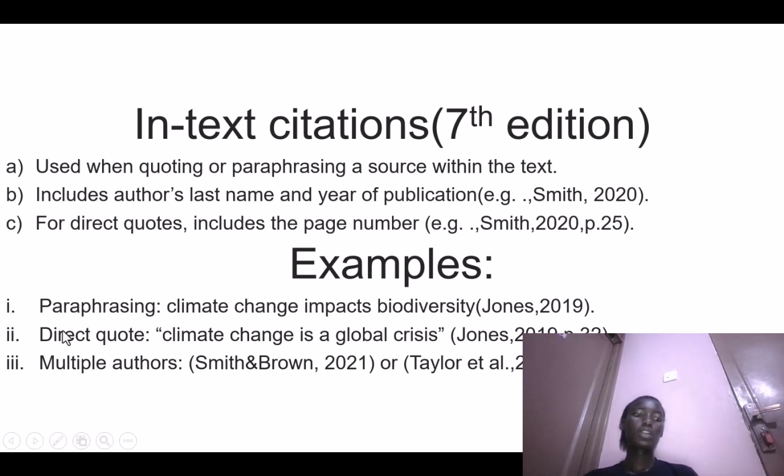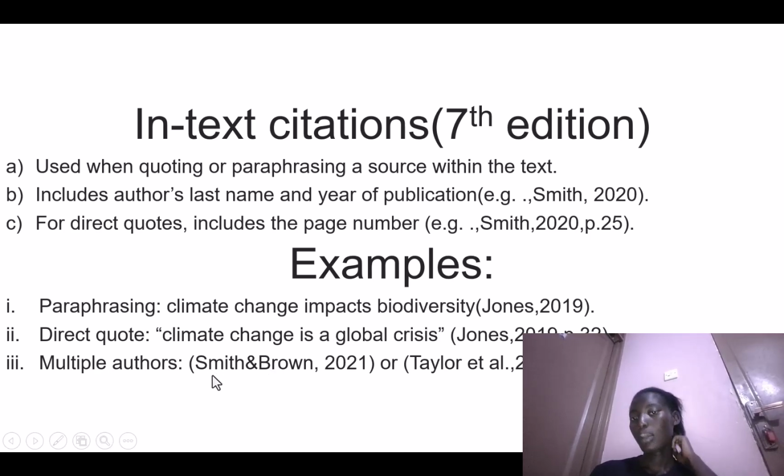Examples include, let me start with paraphrasing: Climate change impacts biodiversity (Jones, 2019), all in brackets. So that's an example of paraphrasing. We also have direct quotes. For direct quotes, we are mainly advised to put them in quotation marks and then credit the author at the end of the sentence. So here we have "Climate change is a global crisis" in quotes, then (Jones, 2019, p. 32).